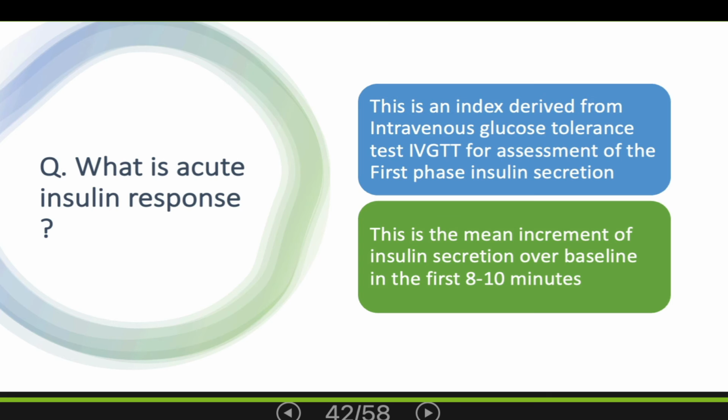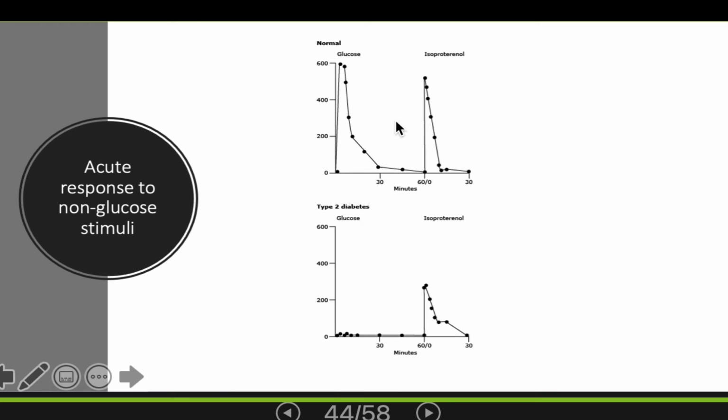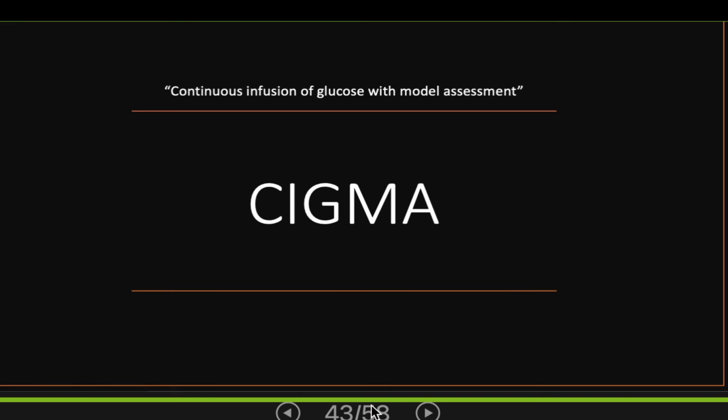This is basically same as first phase insulin secretion. But again, if you see in clinical practice, I'll show you this in a minute. Of course, you have something known as SIGMA, which is continuous infusion of glucose with model assessment. This is again very similar to this, but here you give a continuous infusion of glucose.